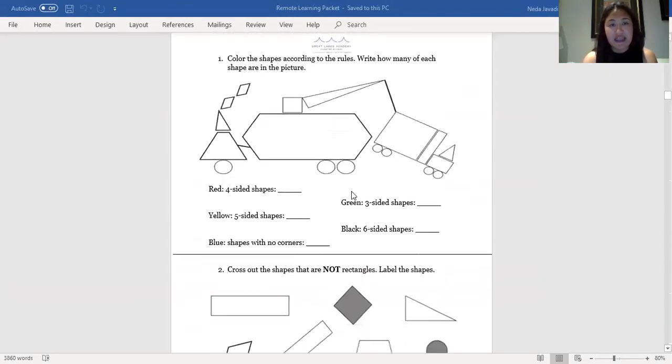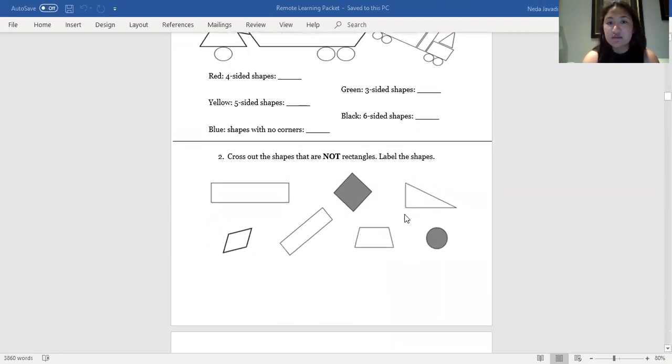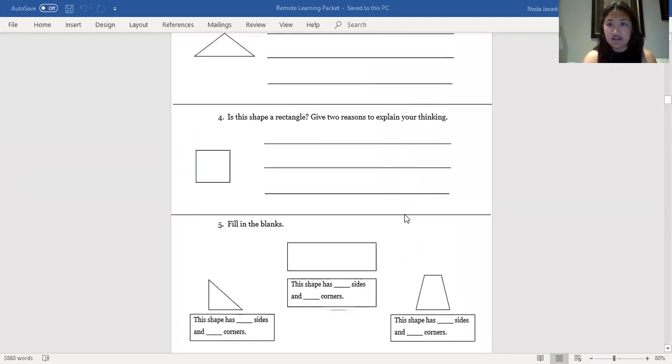Go ahead and turn the page. This is your independent practice. You're going to follow the directions. With the first one, you need your colors again. And for the next ones, you're going to follow the directions that are given on the page.